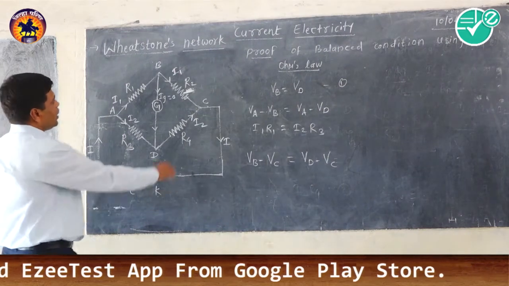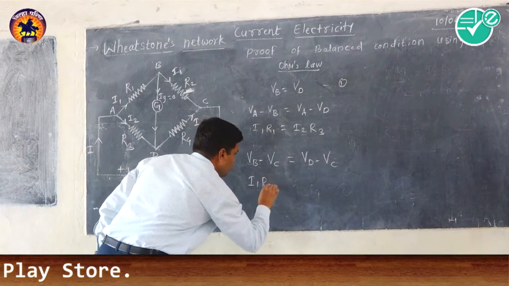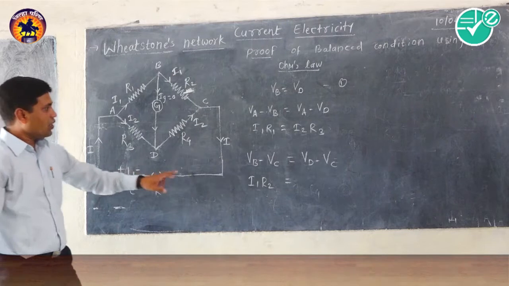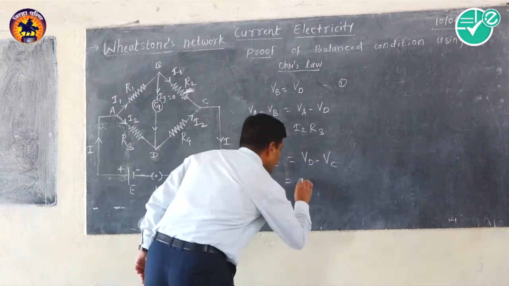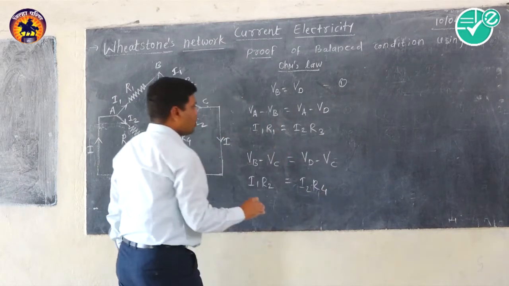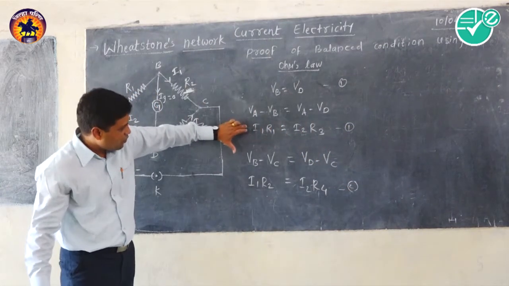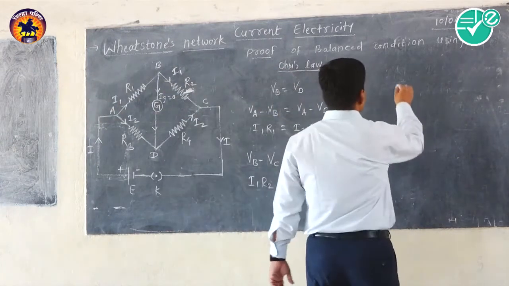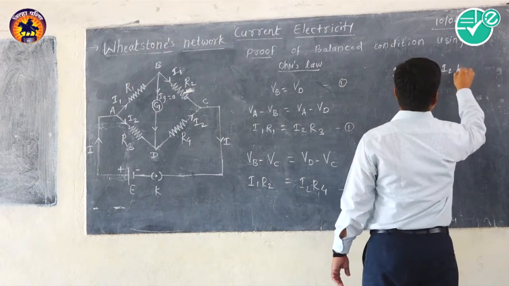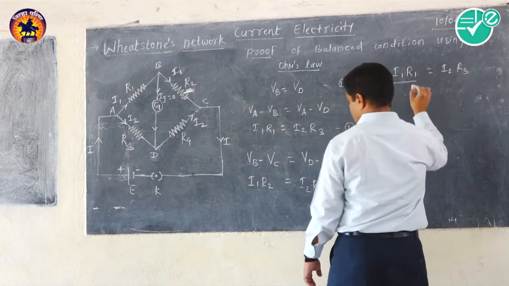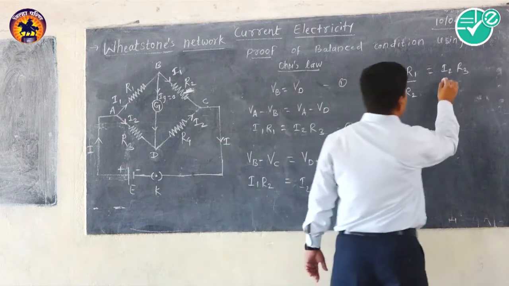Here the potential of point B minus the potential of point C means I1 R3, and VD minus VC means I2 into R4. So this is equation 1, and this is another equation, second. Just divide equation first by equation second. You will get the equation I1 R1 upon I1 R3 is equal to I2 R2 divided by I2 R4.